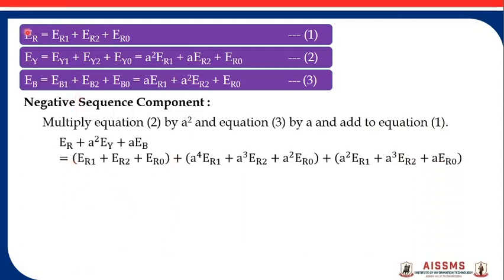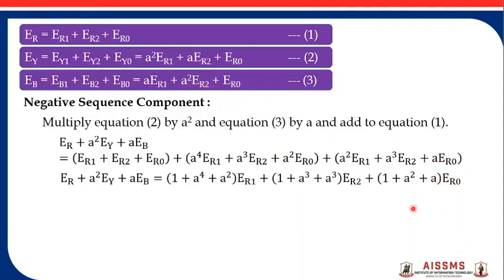So on the LHS it becomes E_R plus a square into E_Y plus a into E_B. First term will remain, that is E_R1 plus E_R2 plus E_R0. Second equation we are multiplying by a square. So this becomes a raised to 4 into E_R1 plus a cube into E_R2 plus a square into E_R0. For the third equation we are multiplying by a. So this becomes a square into E_R1 plus a cube into E_R2 plus a into E_R0. So again simplifying this, E_R plus a square into E_Y plus a into E_B, that is LHS.